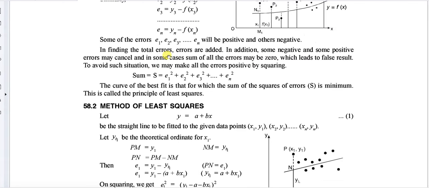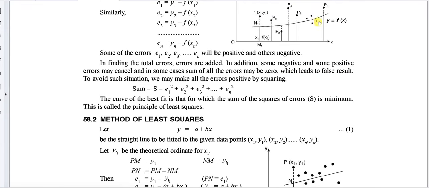Why is the sum of the squares of the errors taken? If I add the errors, some negative and some positive errors may cancel, and in some cases the sum of the errors may be 0, which leads to a false result. We thought that if the error is 0, it is exactly apt to the given points, but unfortunately the given curve is not passing through all the points, so that makes the error. That's the reason we choose the sum of the squares of the errors.